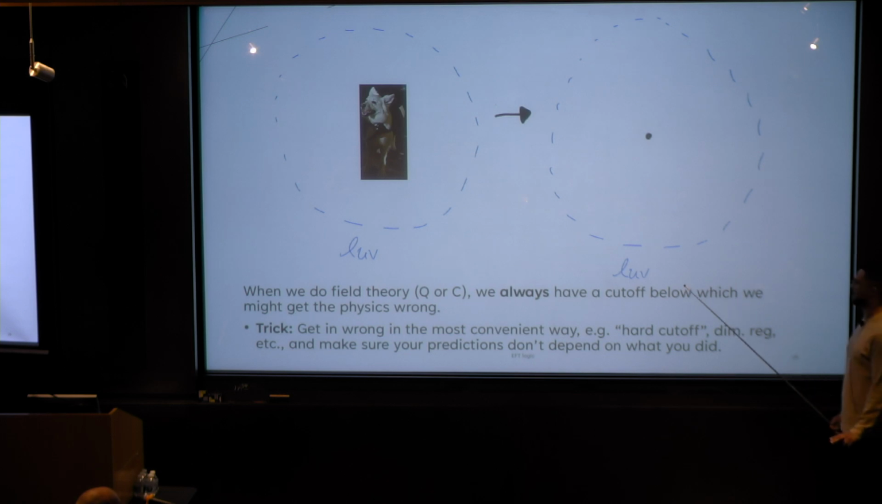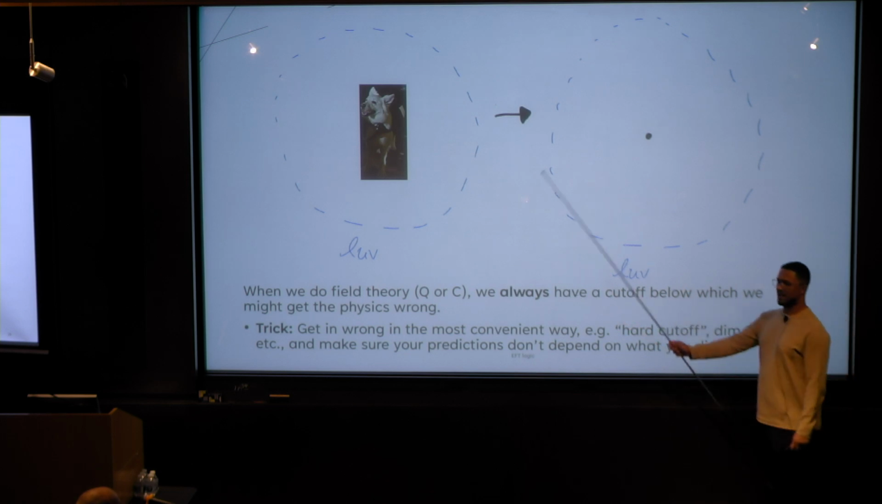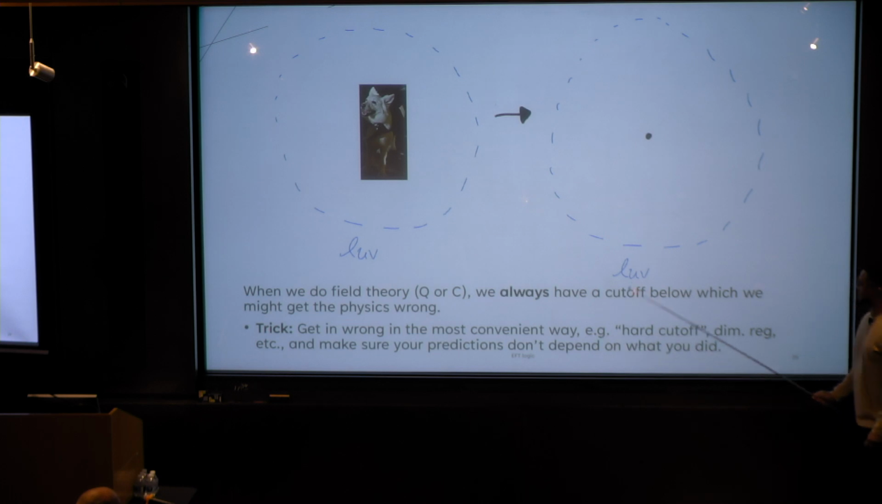Sorry, let me say this differently. If I want to understand physics at long distances, so distances longer than this scale L_UV, what I get to do is get the physics kind of wrong inside of this scale, as long as I match certain long distance properties. If you do a multipole expansion, you're doing this all of the time.